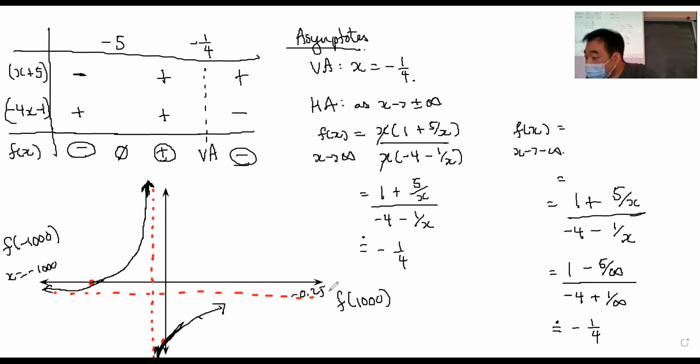So the second one, I'm going to plug in X equals 1,000. So 1,000 plus 5, that is divided by negative 4,000 minus 1. Negative 0.251. So it's lower than negative 0.25. Here's my curve.